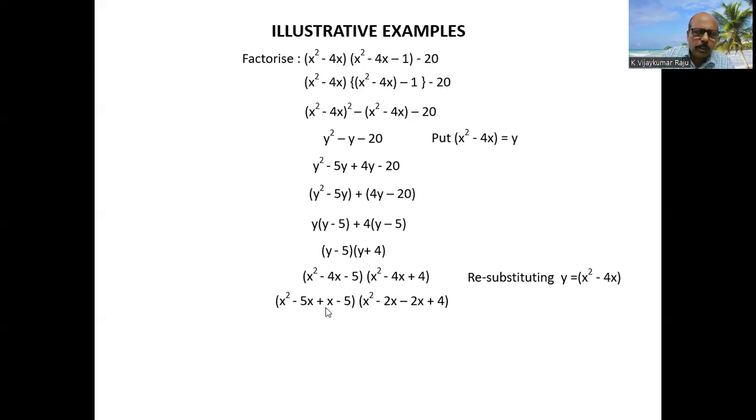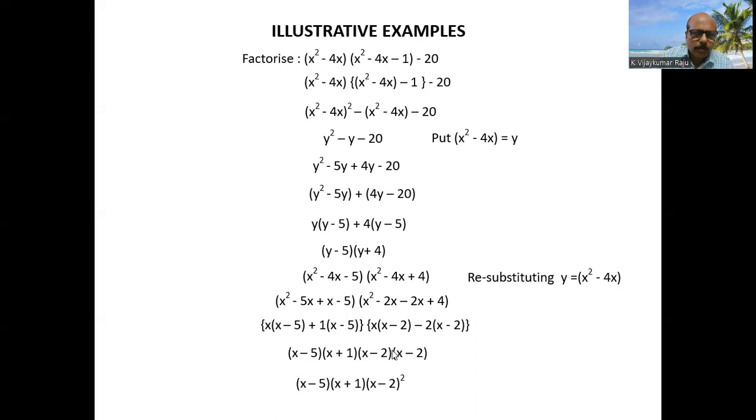Take common from these two, you see. X is common, so x minus 5. Nothing is common, so 1 into x minus 5. Here, only x is common, x minus 2. And 2 is common, x minus 2. So it is x minus 5, x plus 1. And it is x minus 2 and x minus 2. So you can write it as, because this is 2 times, x minus 5, x plus 1 and x minus 2 whole square.